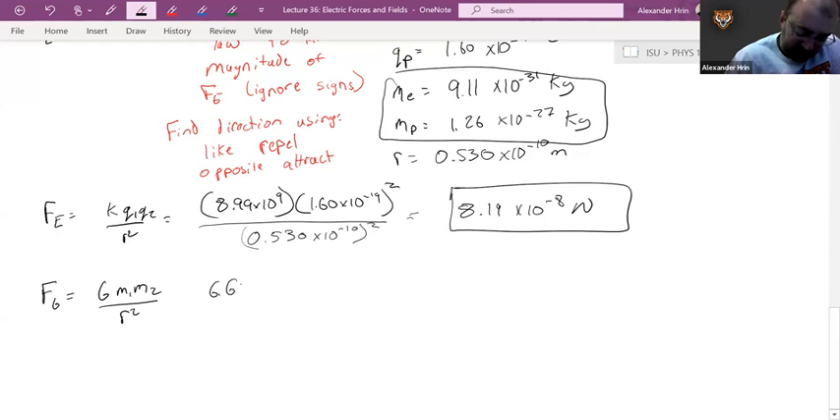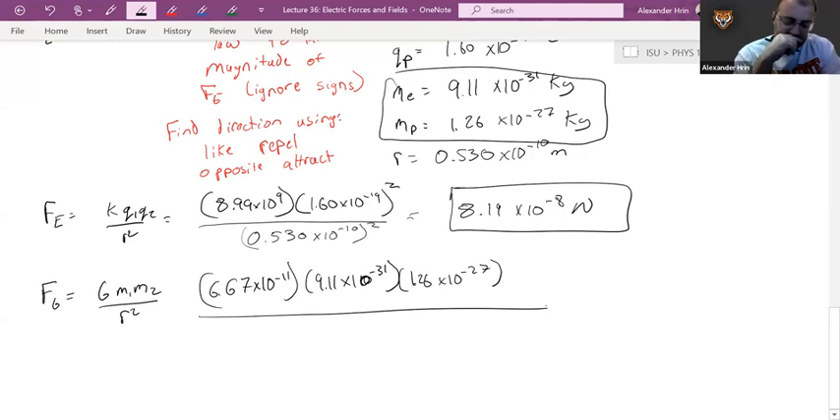There we go. 6.67 times 10 to the negative 11th. And then 9.11 times 10 to the negative 31 times 1.26 times 10 to the negative 27. You'll notice that the denominator is going to be exactly the same, but in the numerator, the numbers are a lot smaller. The constants are smaller, and the exponents on the masses are a lot more negative.